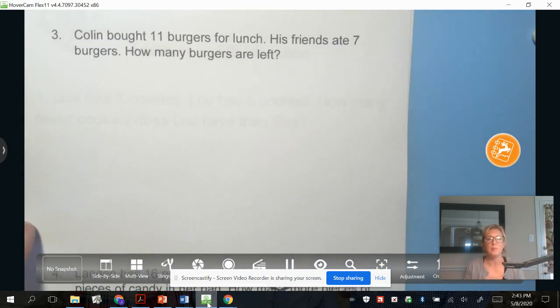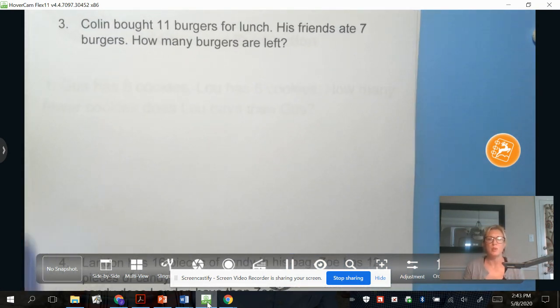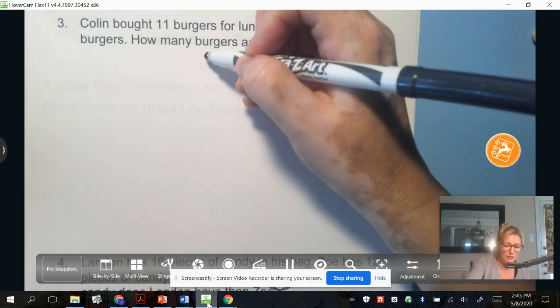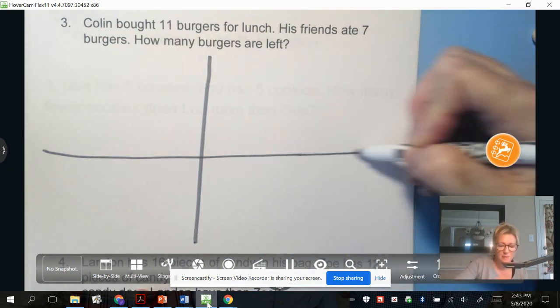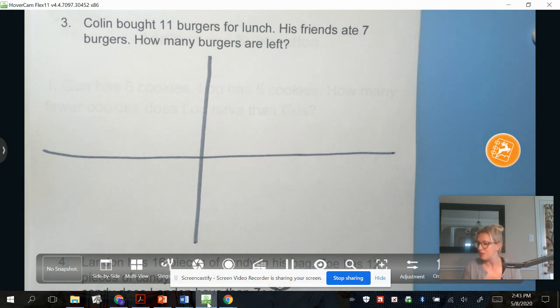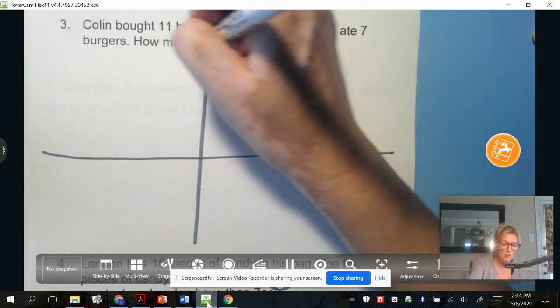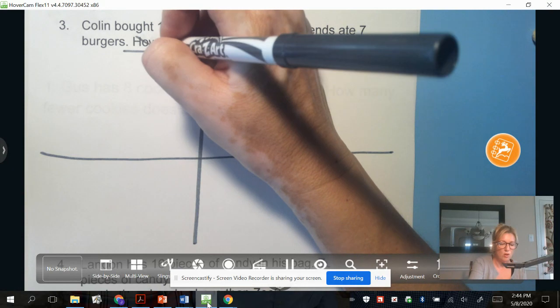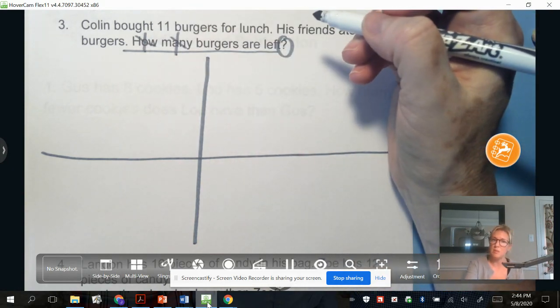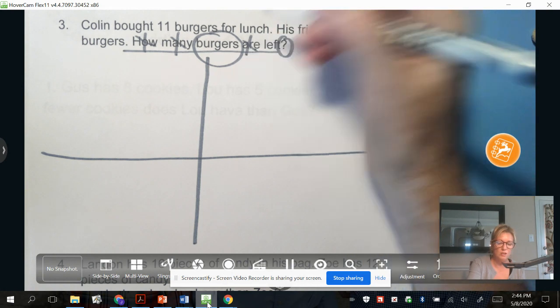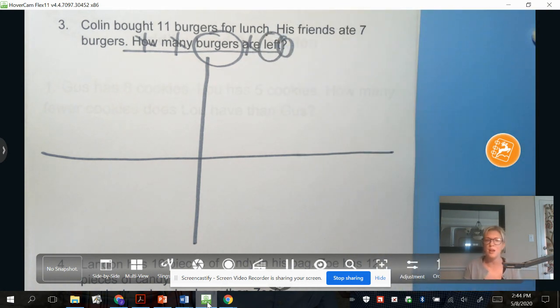We are going to look here at number 3. Colin bought 11 burgers for lunch. Wow, he must have had a huge crowd of friends with him. And his friends ate 7 burgers. How many burgers are left? All right, maybe they were tiny little burgers. Here's my window pane. And let's find that main idea. Circle the question mark, underline backwards, stop at the period, cross out how many, and circle the important words. Burgers, definitely, are left. Left is just a lot of times a takeaway word. So not always, but most of the time.